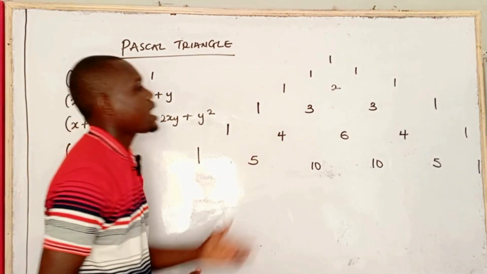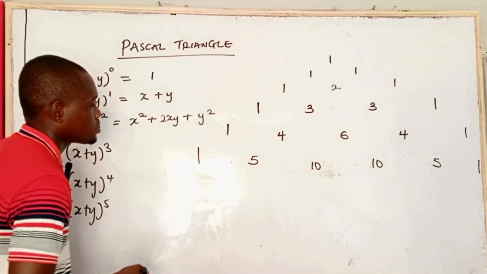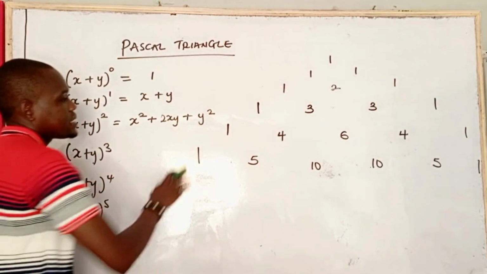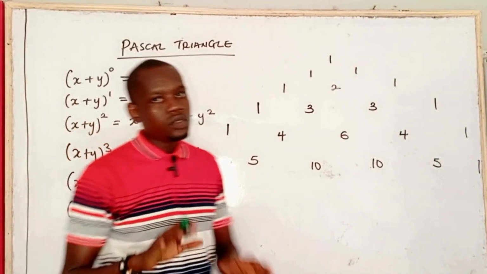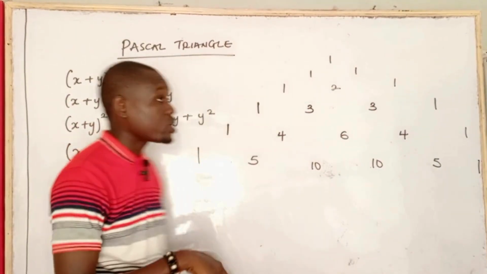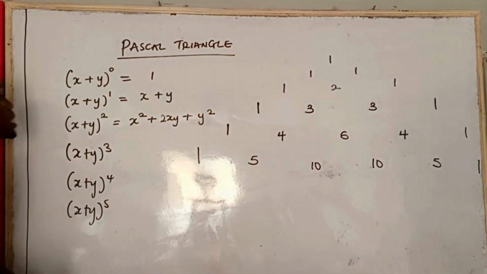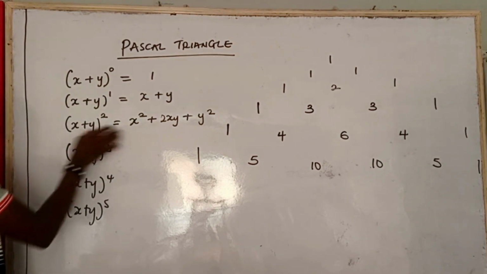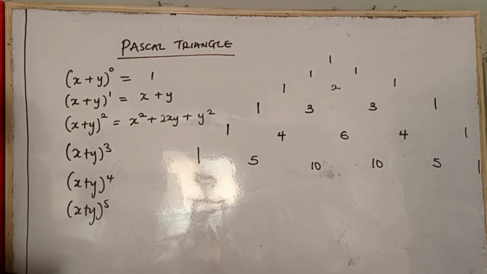Because with this, I don't need to crack my head. I don't need to write too much. All I just know is that these are the necessary coefficients. Then another thing I'll also make us to understand before we go into using Pascal triangle to solve some questions is that if you look at from this place where we have x plus y squared, what do you notice?